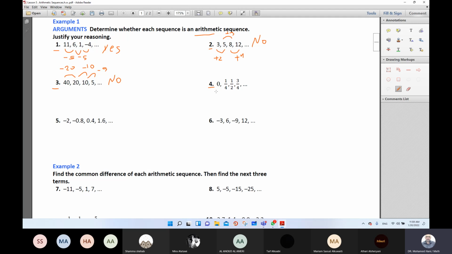As you see here, 0 plus 1 over 4 will be 1 over 4. And 1 over 4 plus 1 over 4 will be 1 over 2. And 1 over 2 plus 1 over 4 will be 3 over 4. So here we have the same slope. We have the same common difference. So it means this sequence, yes, is an arithmetic sequence.